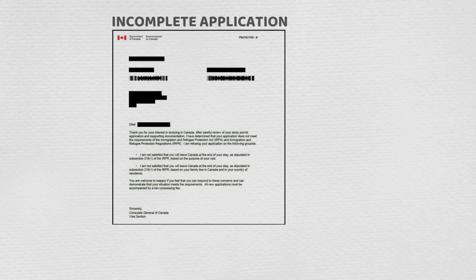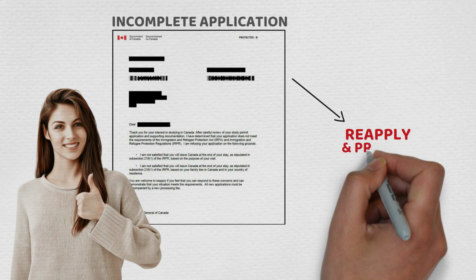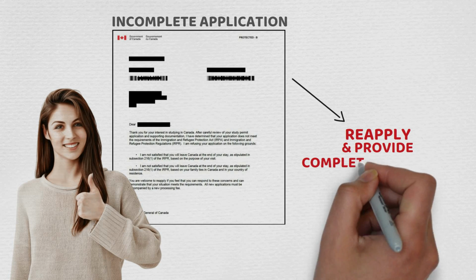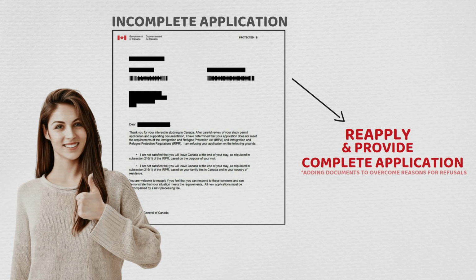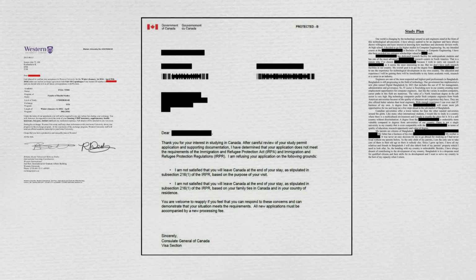This being said, if your application was rejected since it was incomplete, you may want to reapply and provide the complete application. In some cases as well, you can consider adding more documents to overcome the reasons for refusals. For example, in a study permit application, your letter from the designated learning institute, your letter of acceptance, might have deficiencies in it, right? It might not be a proper letter. In this case, you might want to get new documents to support your application.